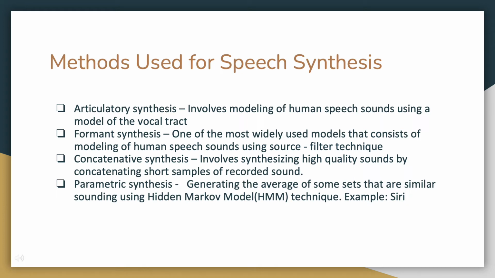The second one is formant synthesis. A formant synthesizer is a source-filter model in which the source models the glottal pulse train and the filter models the formant resonances of the vocal tract. Formants are frequency peaks in the spectrum which have a high degree of energy.